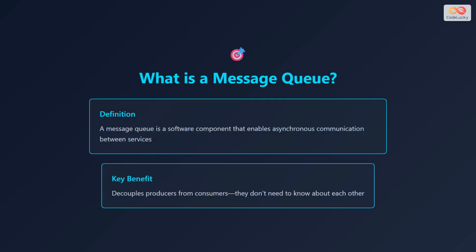A message queue is a software component that enables asynchronous communication between services. Think of it like a mailbox. Instead of services talking directly to each other, they send messages to a queue, and other services read from that queue when they're ready. The key benefit is that producers and consumers don't need to know about each other, creating loose coupling between systems.